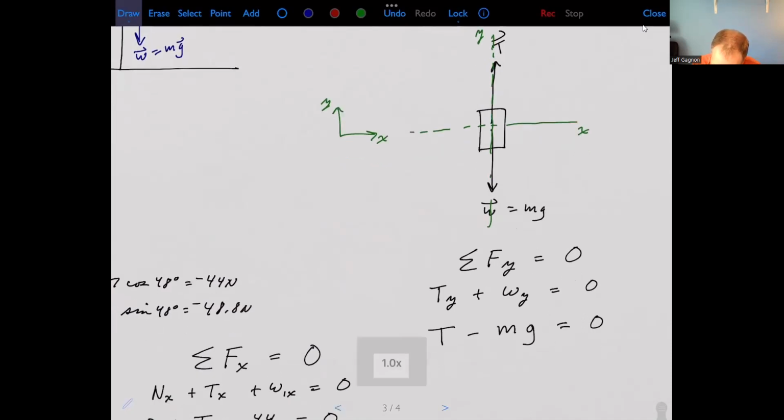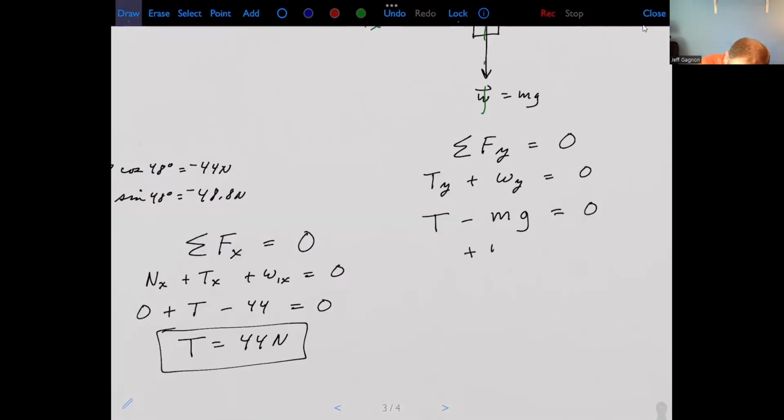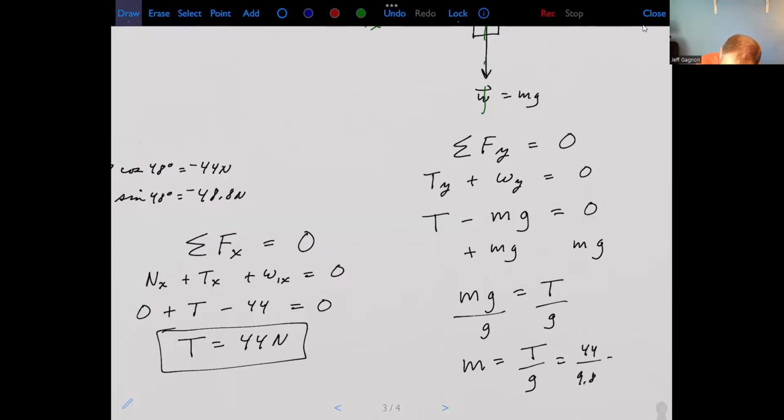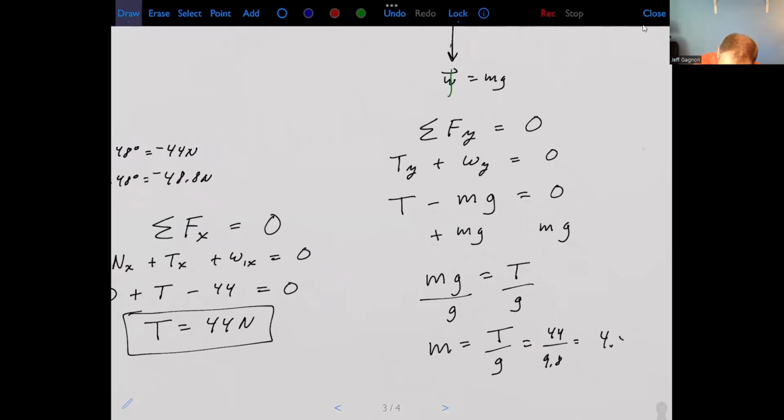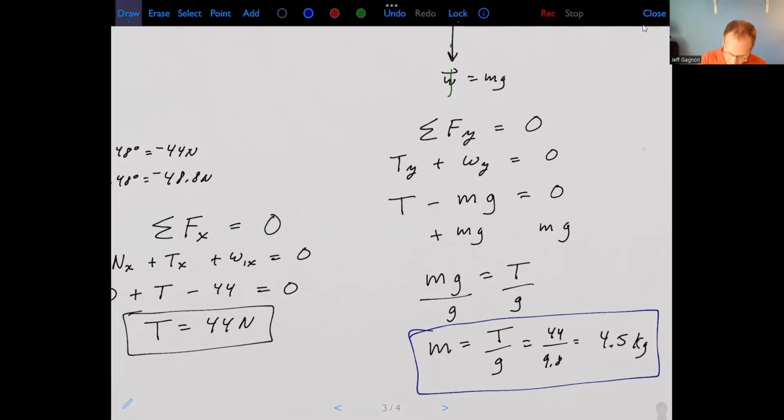Let me solve this for m now. So if I add mg to both sides, then I'm going to have mg, I'll write it on the left-hand side, is equal to the tension here. So if I divide both sides by g, then the mass here must be the tension divided by g. But we already know the tension. The tension we just calculated earlier is 44. g, of course, is 9.8. So if you work that out, you're going to find that the mass is 4.5 kilograms. And that's what we were looking for, right? We wanted to find the mass of that hanging object.